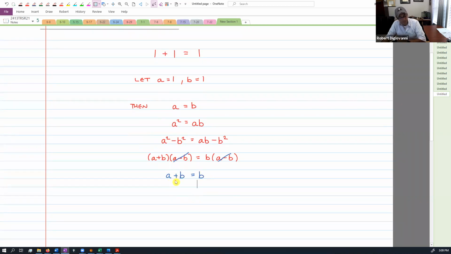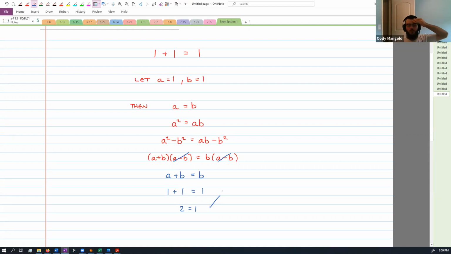But what was A? A is 1. Plus B is 1 equals 1. 1 plus 1 is 1, or 2 is 1. So go to your bank and see if they'll turn that 1 into a 2 for you. Turn all of your 1s into 2s. Okay, so this obviously is not right.